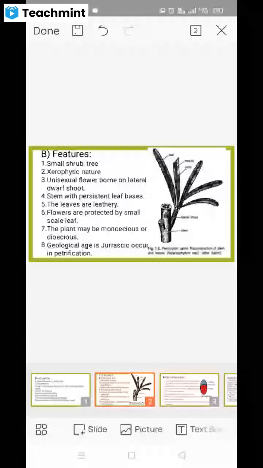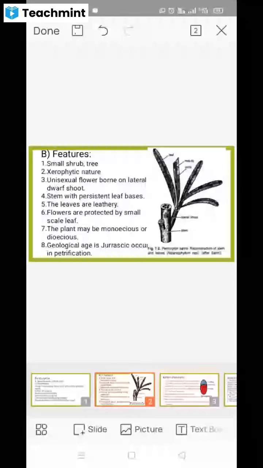Then the geological age is Jurassic. Mostly these plants are present in the Jurassic era, and we get the fossil in the form of petrification. In petrification form we get a fossil, and which era is it? The Jurassic era. Like the first two genera we studied earlier, which was the first genus you studied?